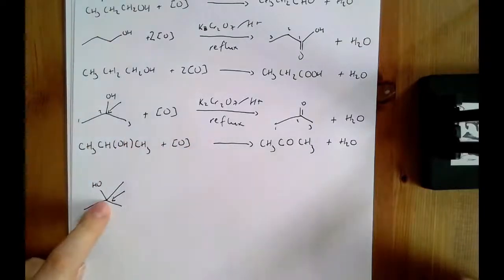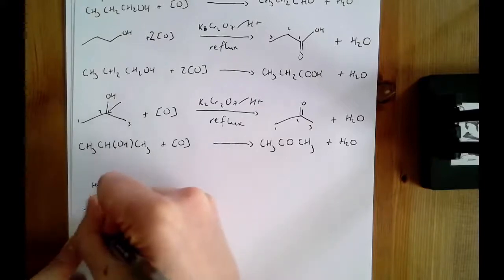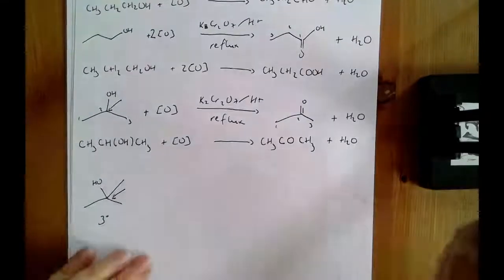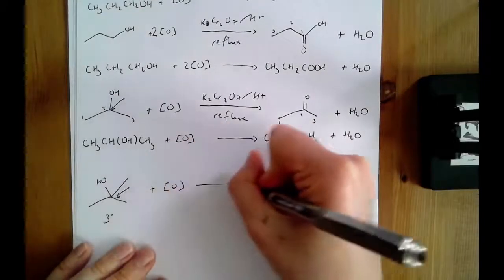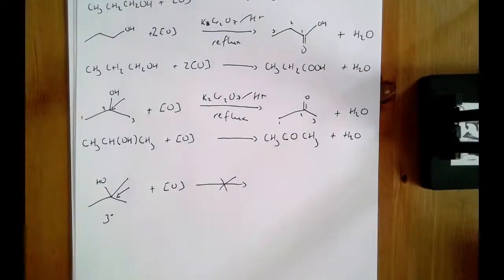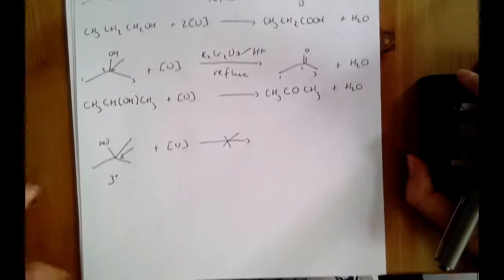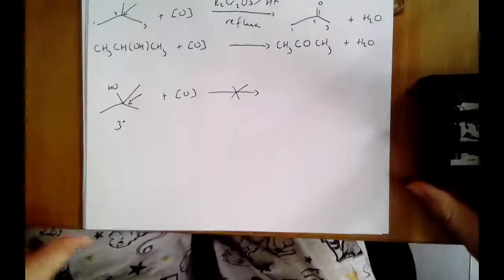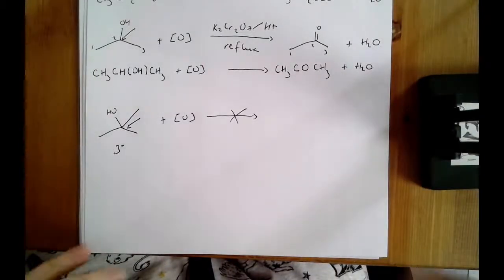okay, this carbon is the carbon of interest, and it's bonded to 1, 2, 3 other carbons. It's a tertiary alcohol, and it cannot be oxidized, okay? So you don't oxidize a tertiary alcohol. So all you need to know is primary goes to aldehyde or carboxylic acid, secondary goes to ketone. When you're doing these, it's therefore really important to see which type of alcohol you've got.